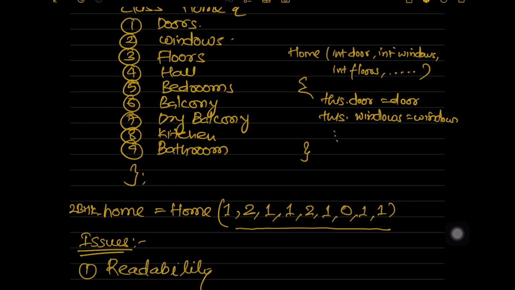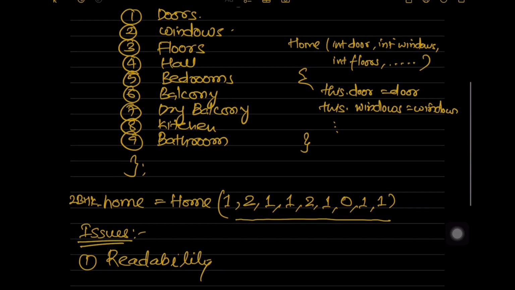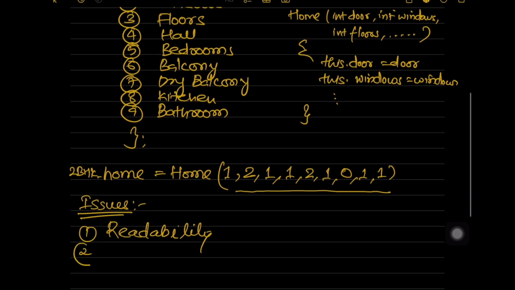Can someone make out by reading this what it is doing, which parameter is going to which argument? So that's problem number one. Next problem, it's also very error prone because of the same reason, readability.